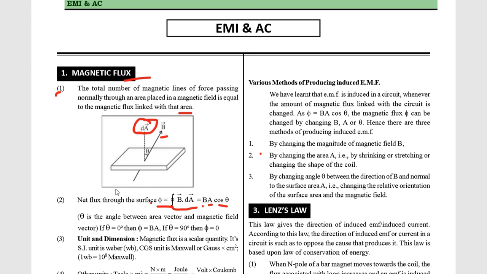Okay, so for the maximum and minimum value of the flux you can choose the angle. You can see here theta is the angle between the area vector and the magnetic field vector. If theta is 0, then flux will be maximum, because in this case B is in the same direction as dA. Now if theta is 90°, then phi is equal to 0. This shows that in this case B is perpendicular to this area vector. It means there is no flux passing through this rectangular area taken in this case.